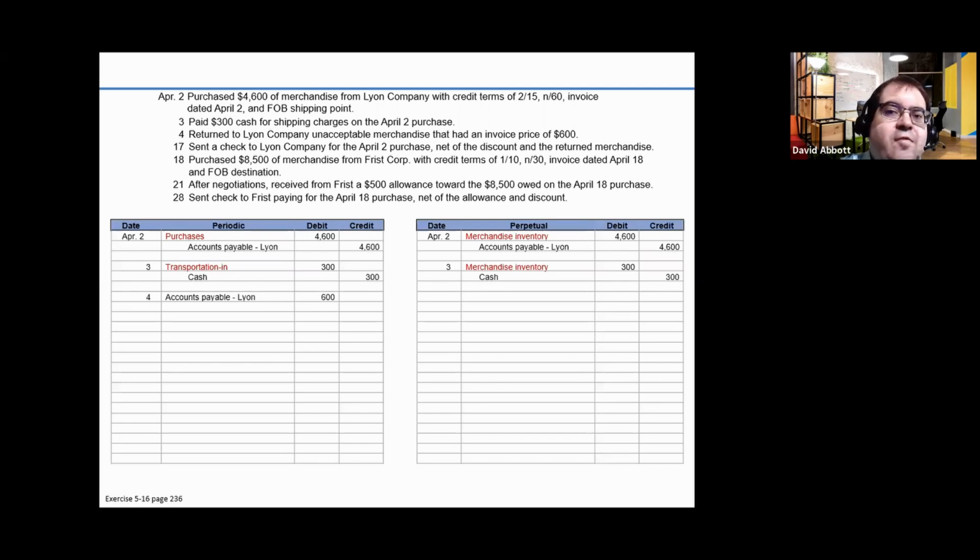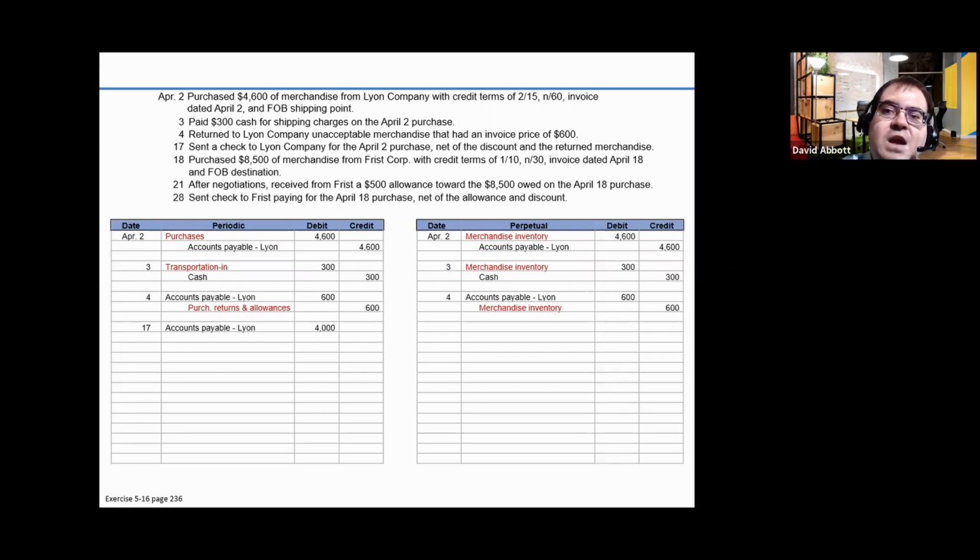The next one is on the 4th, where you returned to Lion Company unacceptable merchandise that had an invoice price of $600. So you will debit the accounts payable Lion $600 because you have to reduce the amount of the liability there. Now you'll credit purchase returns and allowances for $600. Okay, that's in a periodic. Now in a perpetual, you'll still debit the accounts payable Lion because you have to reduce the amount of the liability, but you will then credit the merchandise inventory account for the amount of merchandise that you're returning.